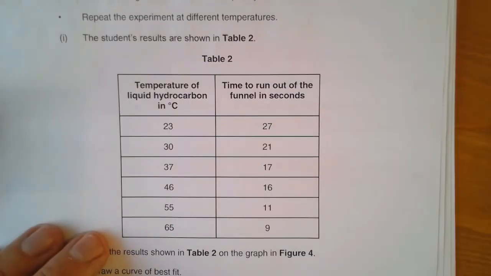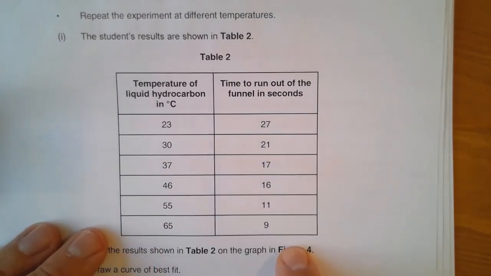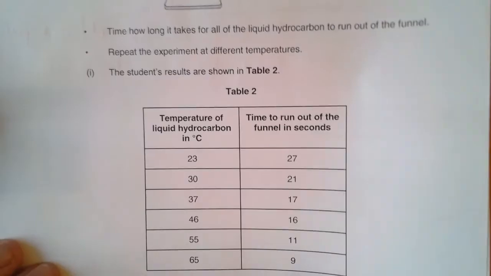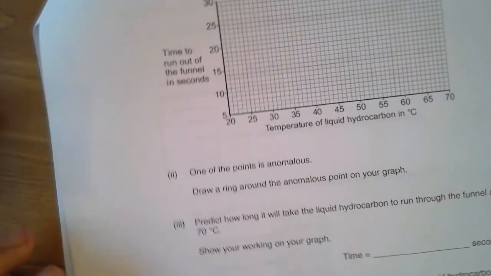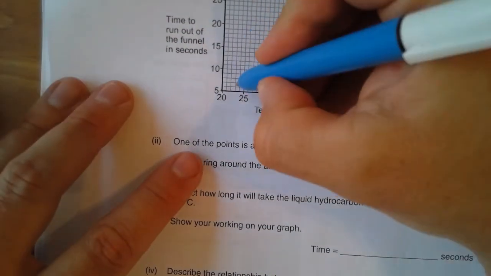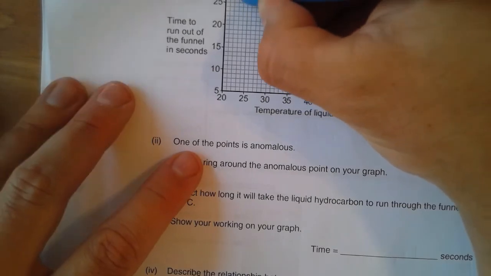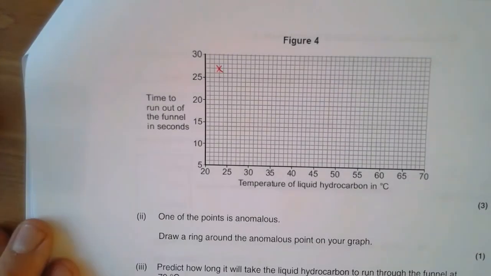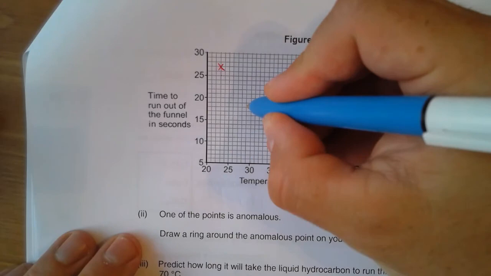This is what the student did here. We've got a set of results. This is the range of different temperatures, and this is the time taken for it to run out of the funnel. We're going to have to plot this on our axes over here. The first one was 23 across and 27 up. So 23, 27 here. It's given us a nice scale to plot. Next one we had 30, 21. So 30 up to 21.